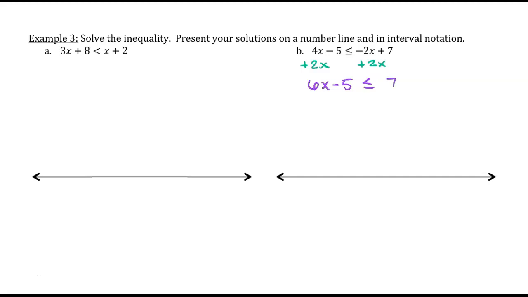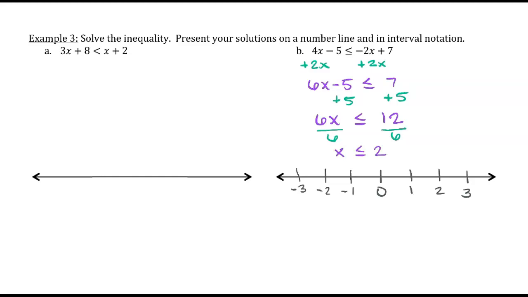Now I need to get my constant terms to the other side of the inequality. So I will add 5 to both sides. This leaves us with just the 6x left on the left, and 7 plus 5, or 12 on the right. Finally, we can isolate the x by dividing both sides by 6, leaving us with x is less than or equal to 2. Let's put these on a number line.